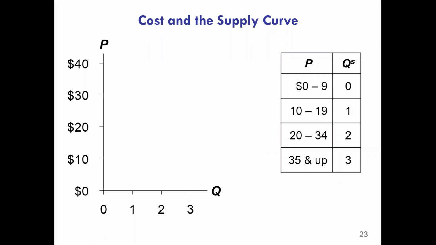Let's attempt to graph this supply schedule. So these steps here represent the supply curve. So when price is below $10, we can see that quantity supplied is 0. When price is below $20, quantity supplied is 1. When price is below $35, quantity supplied is 2. And when price is above $35, quantity supplied is 3.